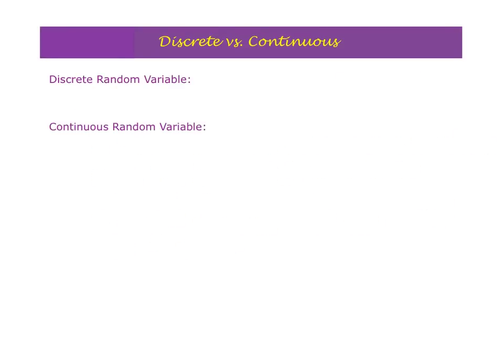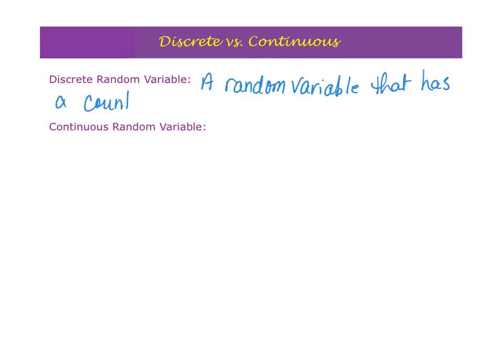A discrete random variable is a random variable that has a countable number of outcomes. You can have an infinite number of outcomes, but it has to be countable. So you could be counting from now until forever. If you can count them, if you can name the outcomes, then it is discrete.